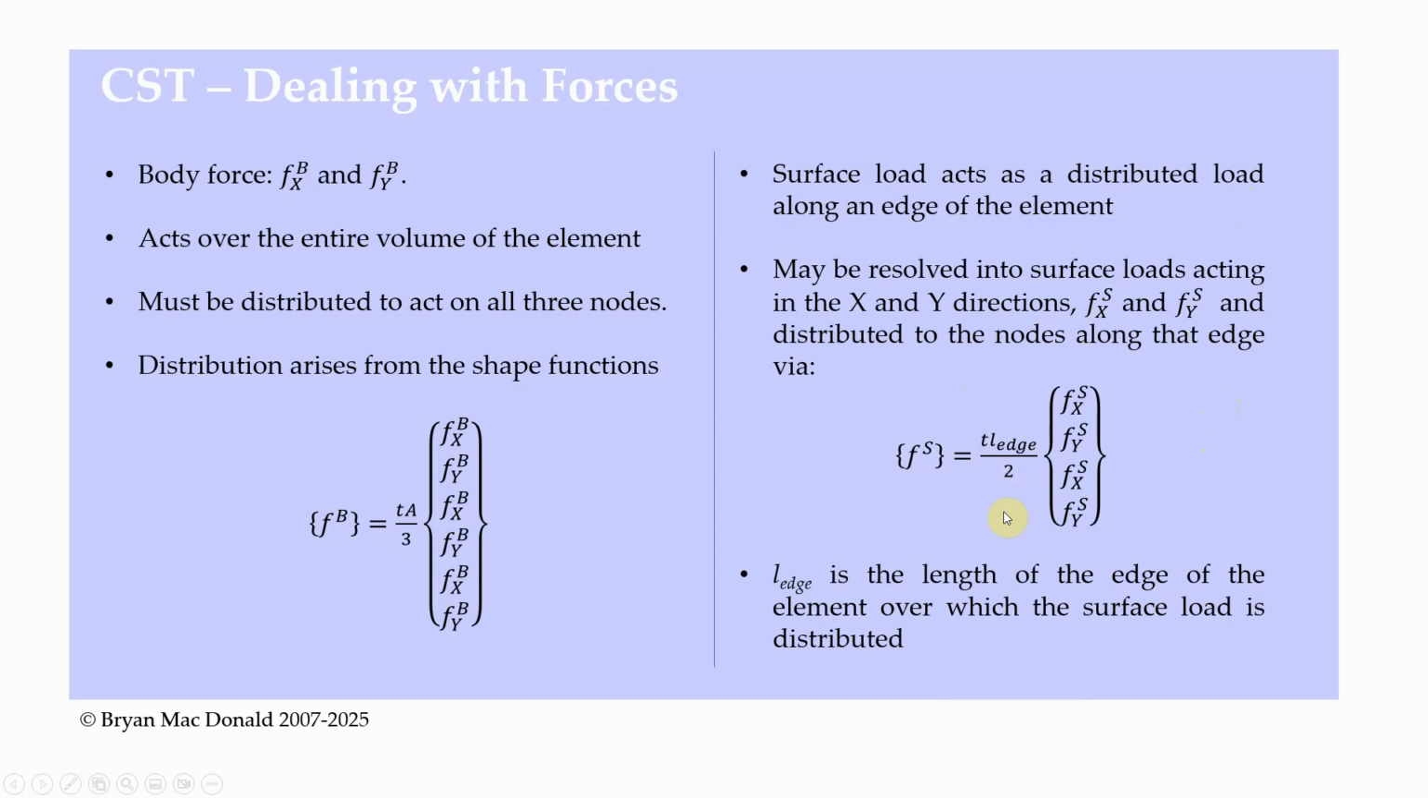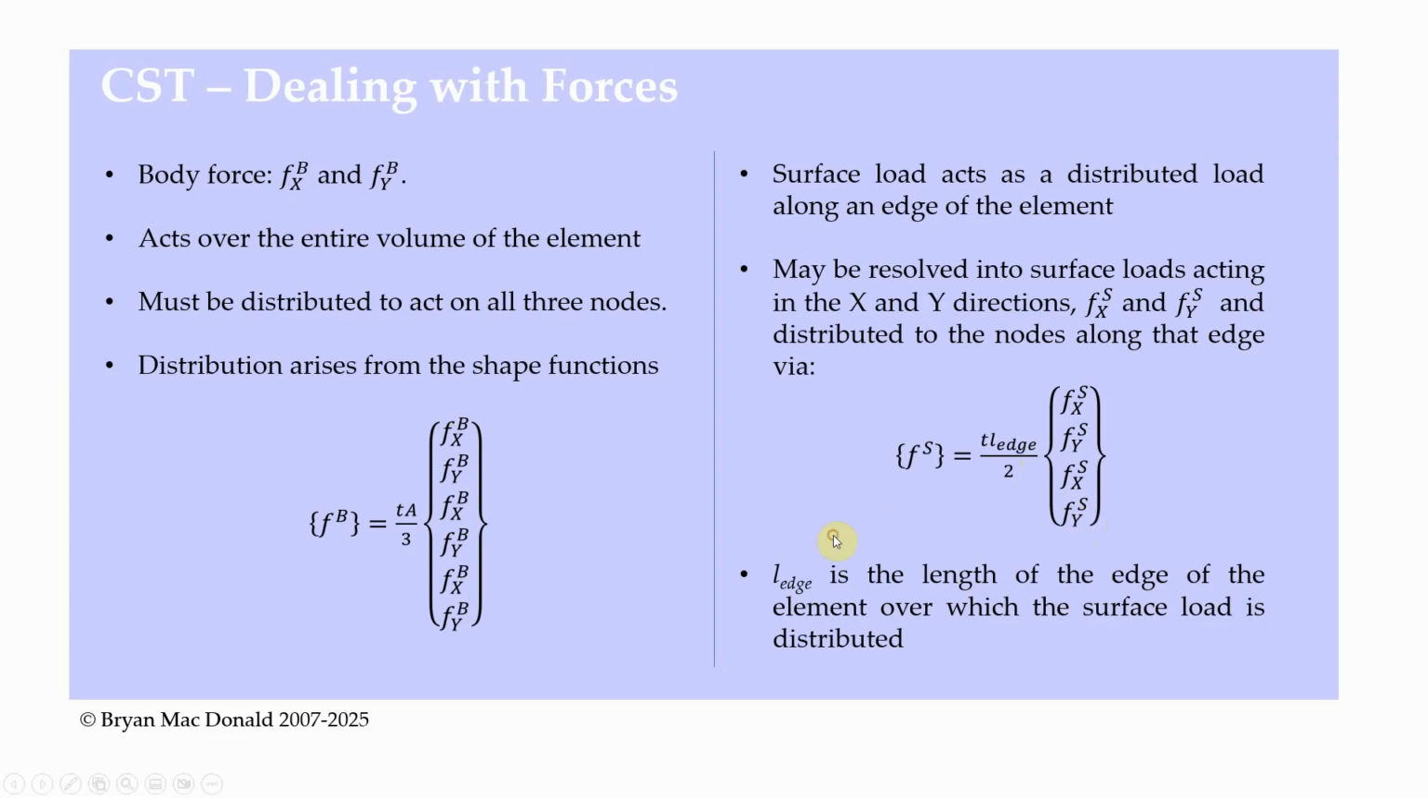So again, if you have a surface load acting on an edge, it's divided by 2 first of all, it's multiplied by the thickness, and it's also multiplied by the length over which it acts. So that distributes the surface loads onto 2 nodes. So here, the body force is distributed onto all 3 nodes of the element. Surface load is distributed onto the 2 nodes which make up the line on which that surface acts.